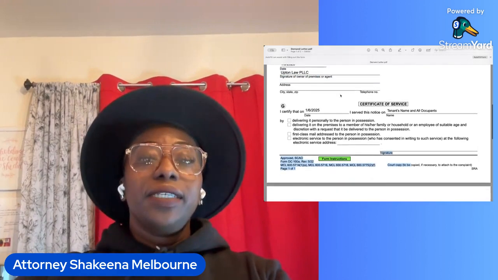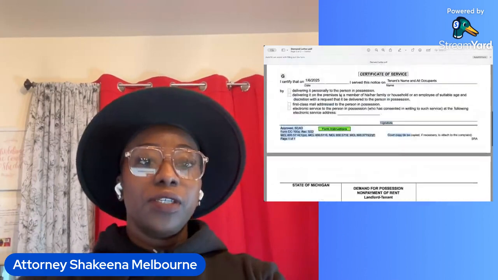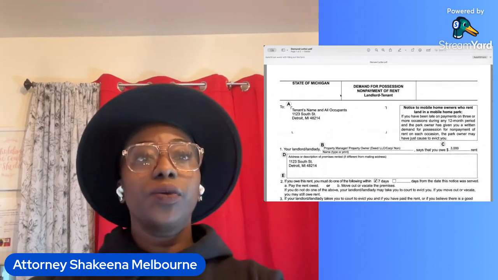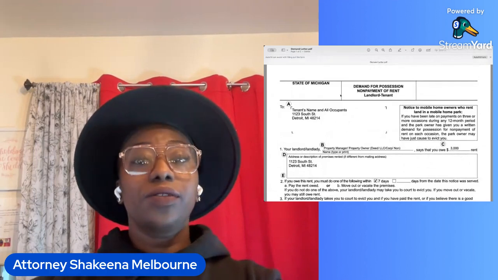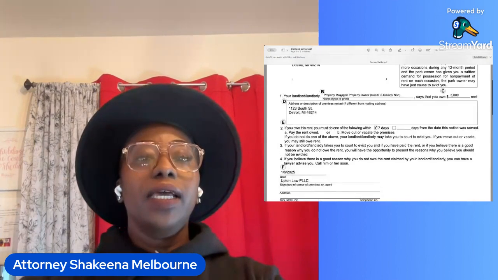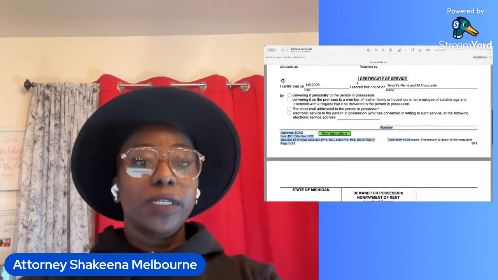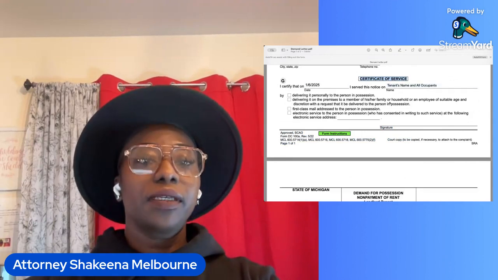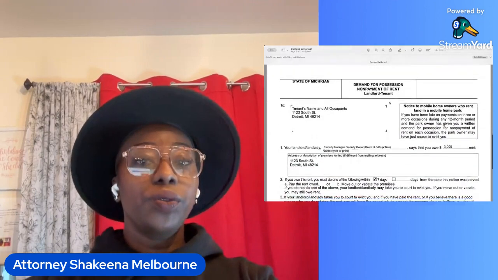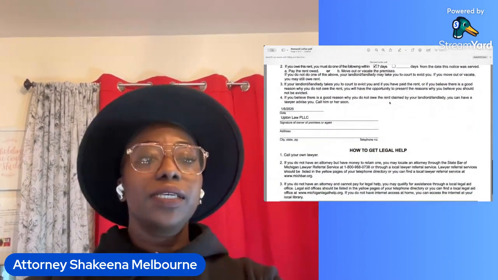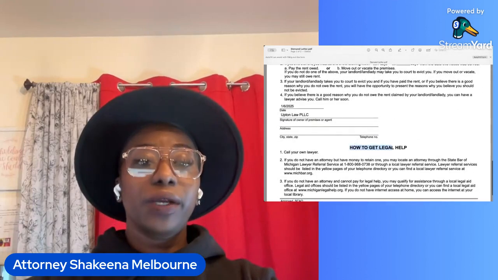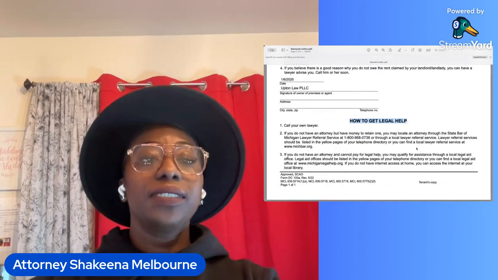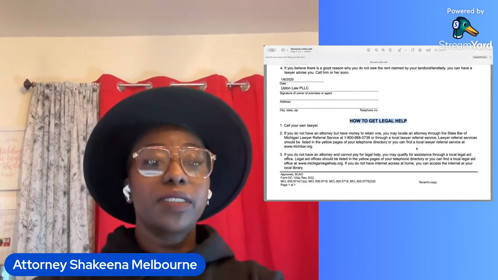Your demand letter typically comes in 2 pages. Your first page is the copy that you're going to submit to the court when you're filing your eviction case. That includes your summons and complaint. You'll know because the court is who wants to know how you served the occupants. But on page 2 of your demand letter, you're going to see at the bottom it says how to get help.